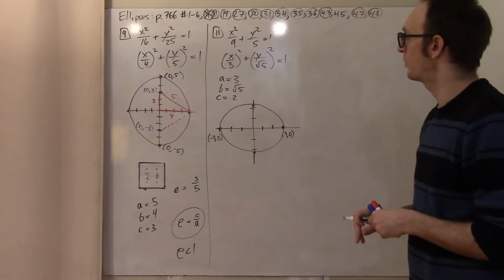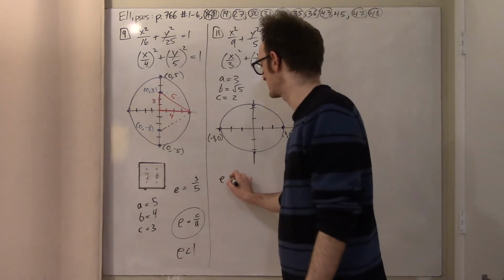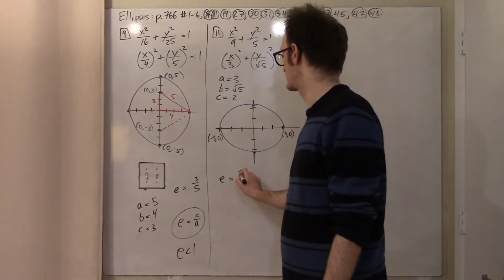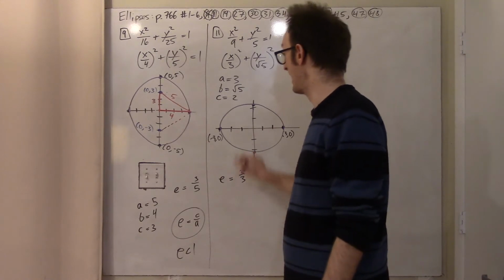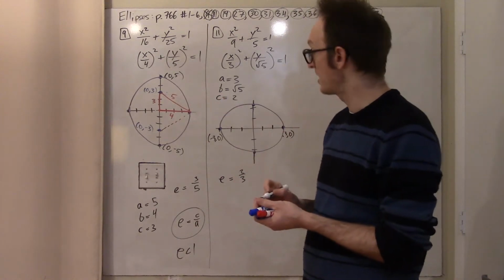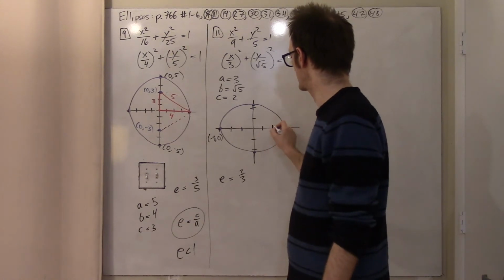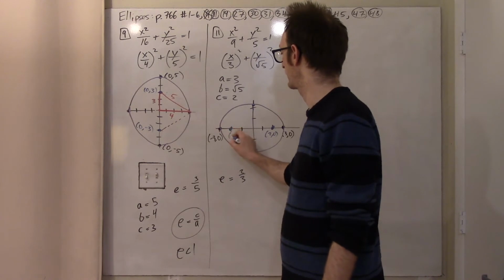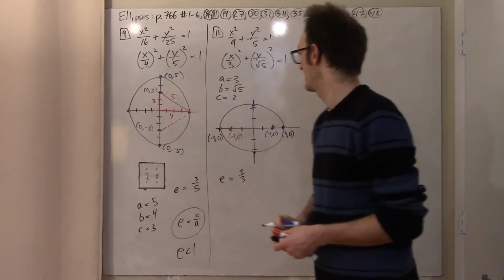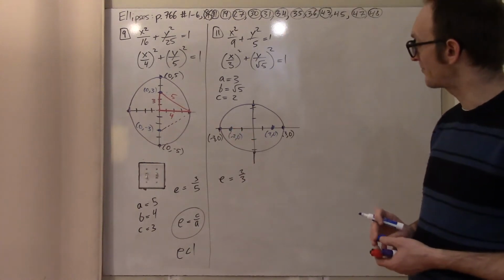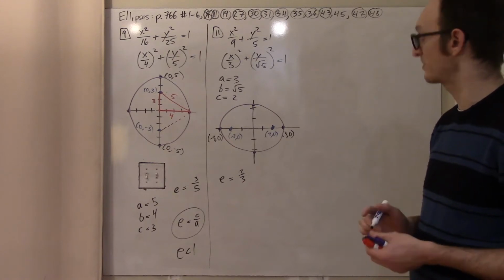Good. So for this problem, what is the eccentricity? c over a. So it's just 2/3. I calculated that c is 2. Therefore, my focus is going to be right here at (2, 0), and over here at (-2, 0). And I guess that's it, right? I got my vertices, I got my foci, I got my eccentricity, I graphed it. That's pretty much all there is to it.